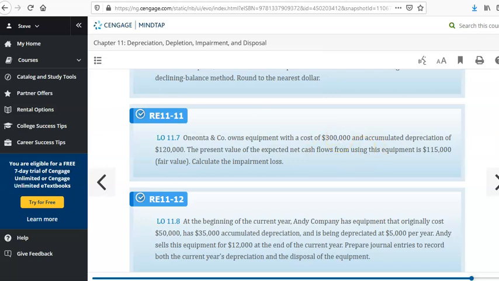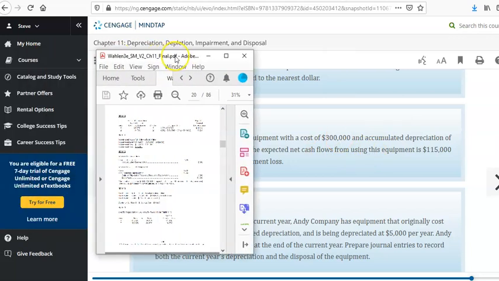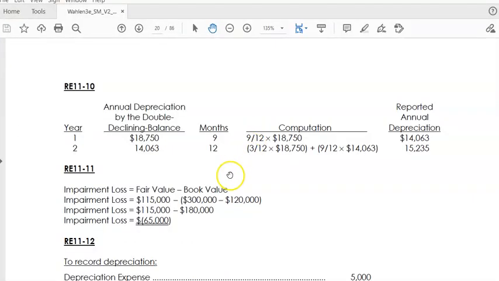Okay, so there's a little bit of a formula here. It's an easy formula. That's the good news. I like easy formulas. And it's right here. The impairment loss is fair value minus book value. So fair value is 115. That's the present value of the cash flows. The book value is different. It's $300,000 cost minus depreciation taken, difference is 180. So my fair value is lower than the book value. That's called an impairment loss.